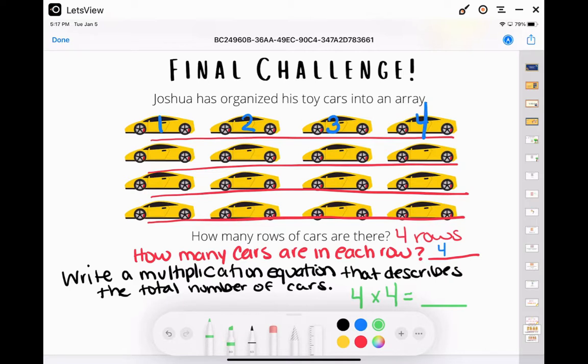We could figure it out by skip counting by fours. The first row has 4 cars. If I add another 4 to this one for my second row, I have 8. If I add another 4, I have 12. And one more row of 4 will give me 16. This means that 4 times 4 equals 16.